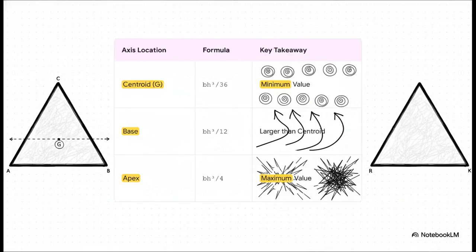So let's wrap up the triangle. You need to have these three formulas locked in. About the centroid, it's bh cubed over 36. About the base, it's bh cubed over 12. And about the apex, it's bh cubed over 4. But notice the pattern here. The moment of inertia is always at its absolute minimum value when it's about the centroidal axis. The farther away you move the axis from the centroid, the bigger that MOI value gets.